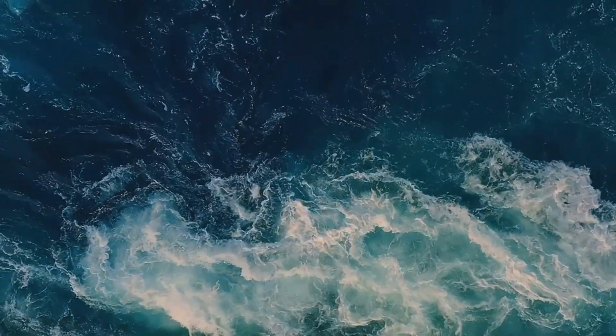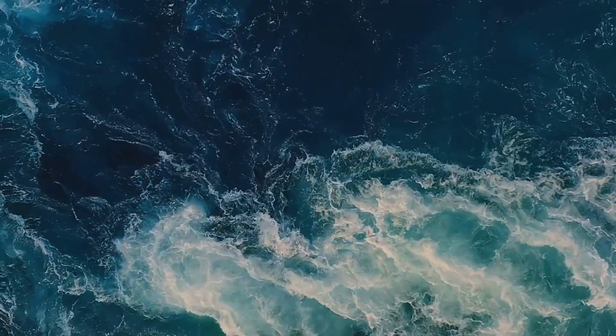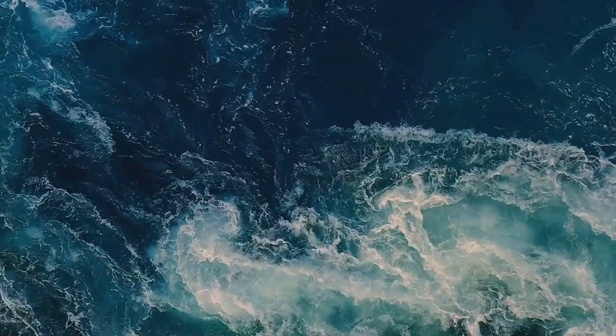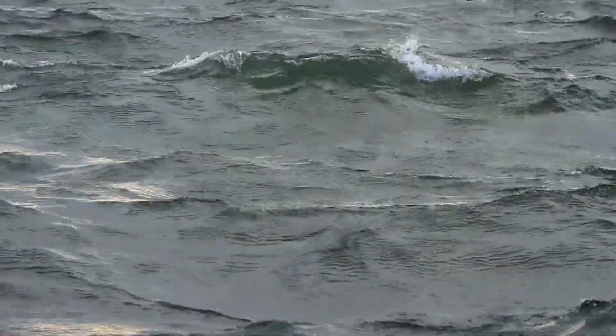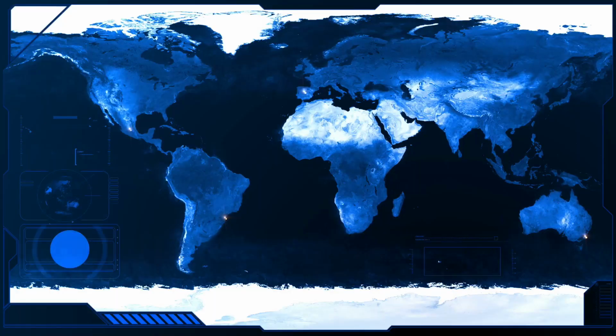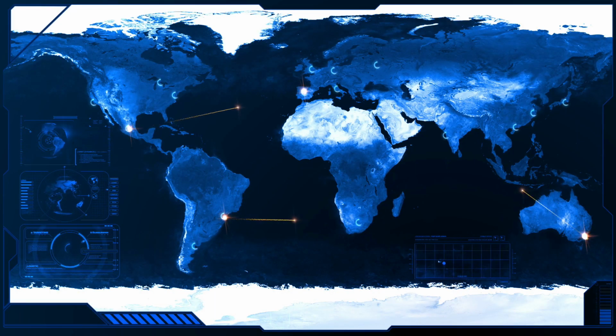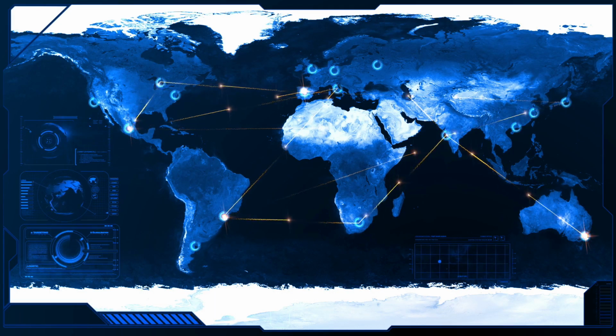Surface currents, the top layer of the ocean's circulation, are driven by the ceaseless dance between wind and water. As wind sweeps across the ocean, it exerts a dragging force on the water's surface, setting it in motion. This interaction creates currents that flow in the same direction as the prevailing winds. These currents are influenced by the Earth's rotation, ocean basins, and land masses.